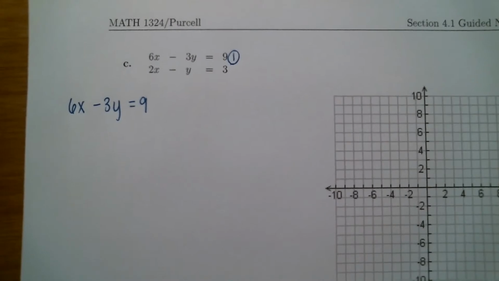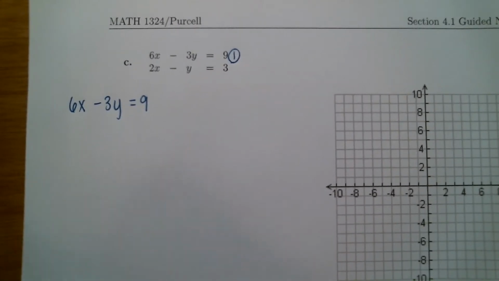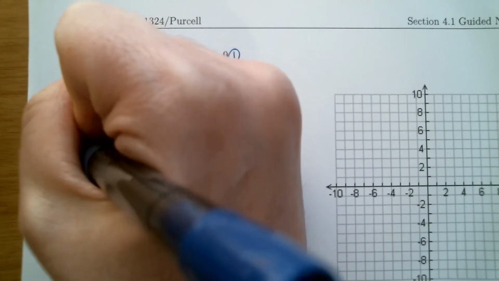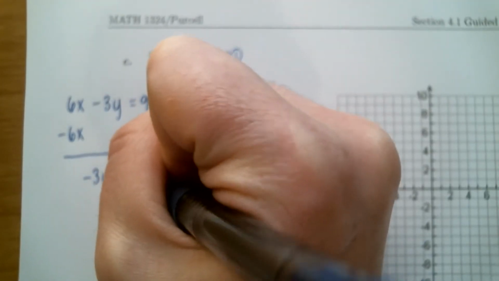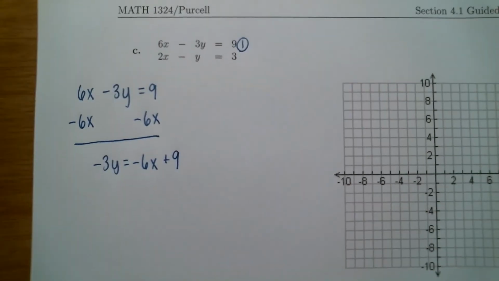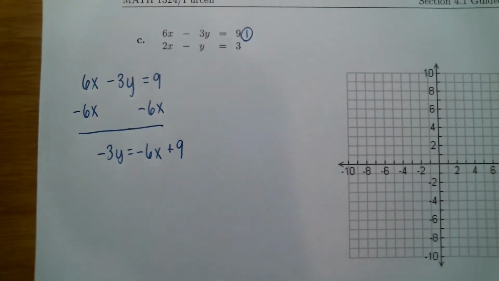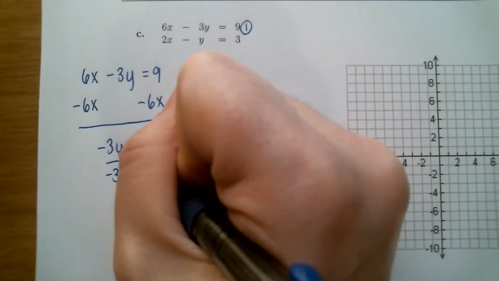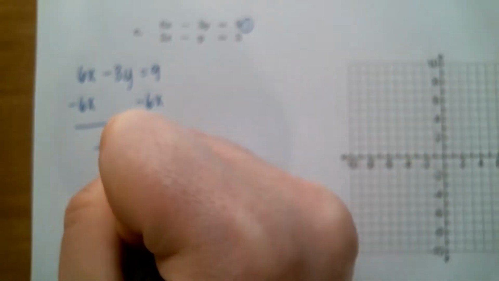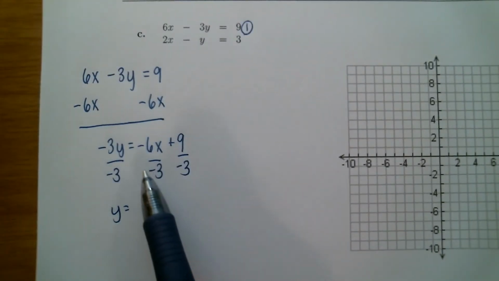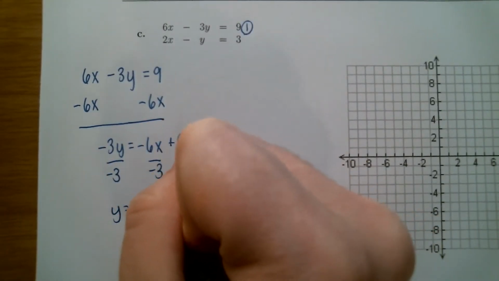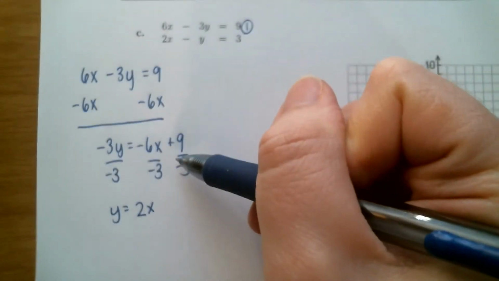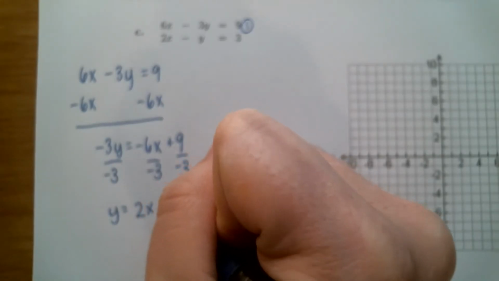And I want to isolate the negative 3y so I can get the y by itself. So I'm going to end up moving the 6x over. So I will get negative 3y is equal to negative 6x plus 9. Now to get y by itself, we're going to divide by negative 3, but we've got to do that to all the parts. So we're going to get y equals negative divided by negative is going to give us positive 2x, and then positive divided by negative is going to be minus 3.